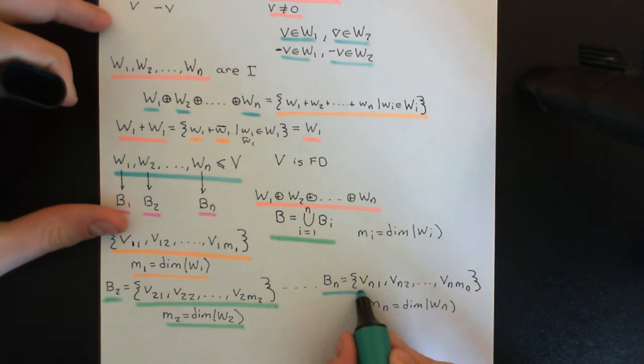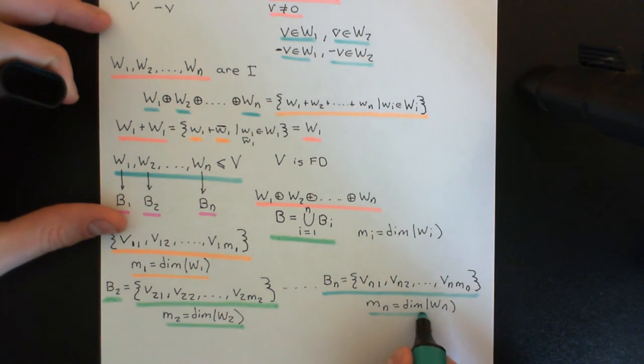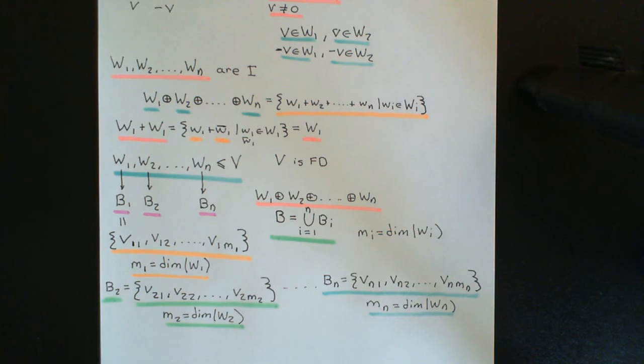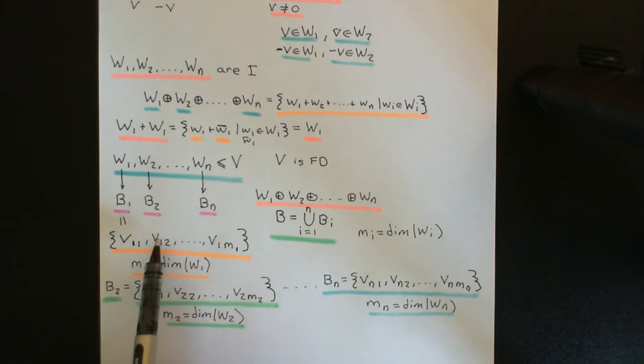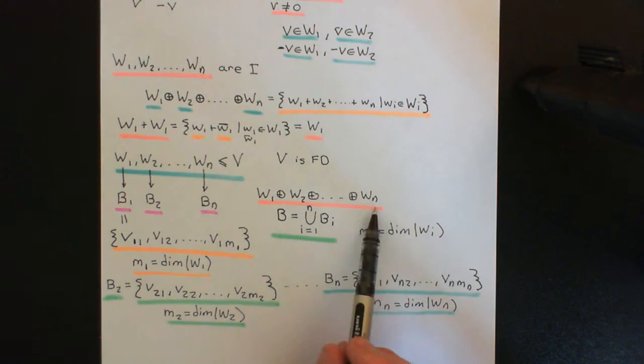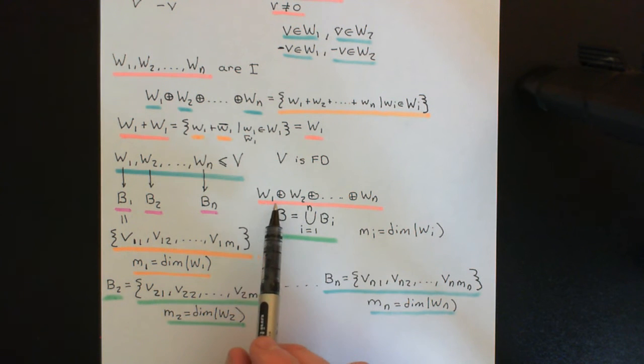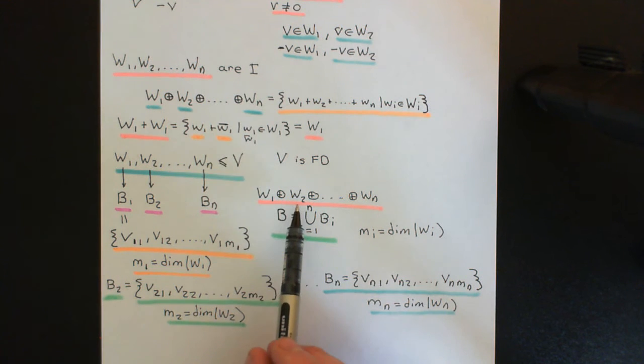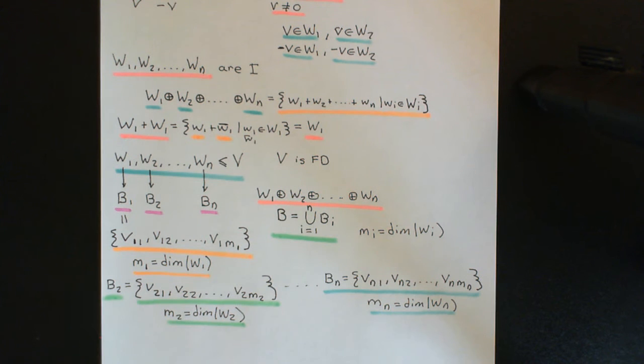Now I have my explicitly written out bases, and this is as cumbersome as the notation gets. As long as you're fine with that, this proof is now going to be incredibly simple. My claim is that if I union all of these sets together, this one with this one all the way up to this one, I will get a basis for my direct sum of W1 with W2 all the way up to Wn.